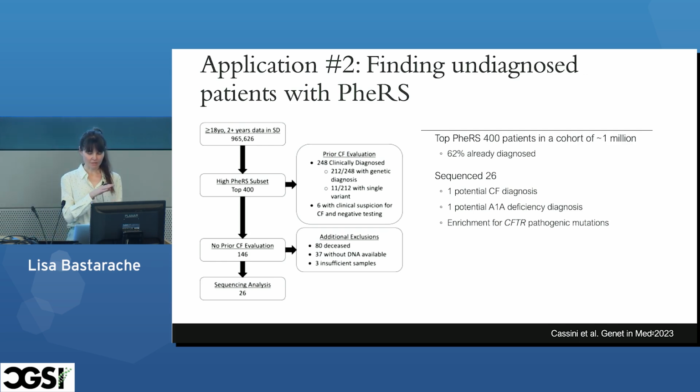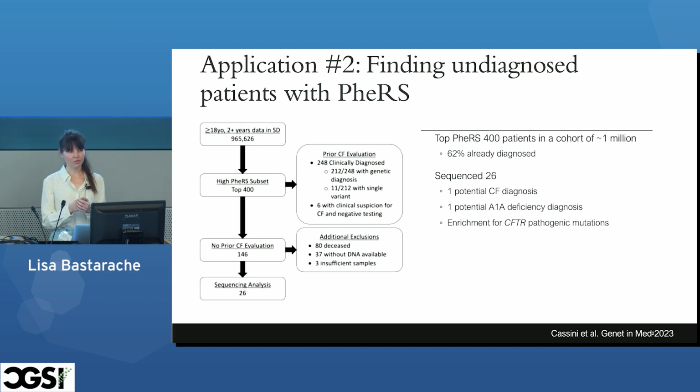We had extant blood samples on 26 of these individuals and sequenced them, and we did find one, I say potential, but this person very likely has cystic fibrosis. They were heterozygous for two pathogenic variants. We didn't do phasing, so we don't know if it was compound het, but they're likely compound het. So 1 in 26 diagnostic rate, which is pretty good.